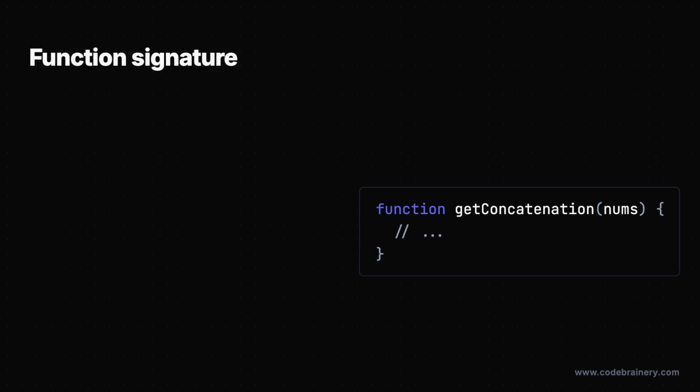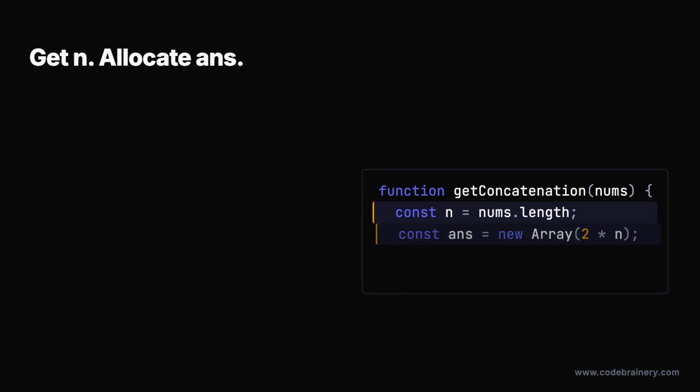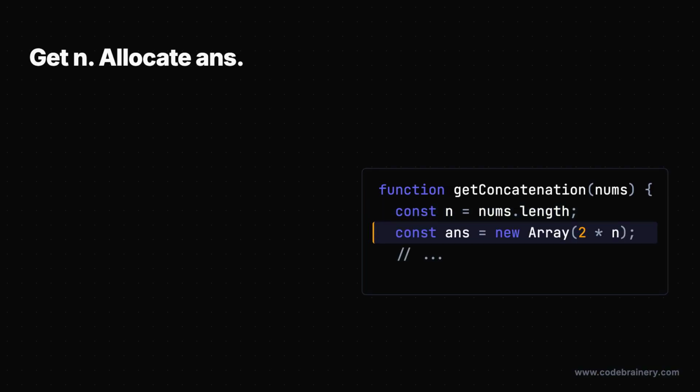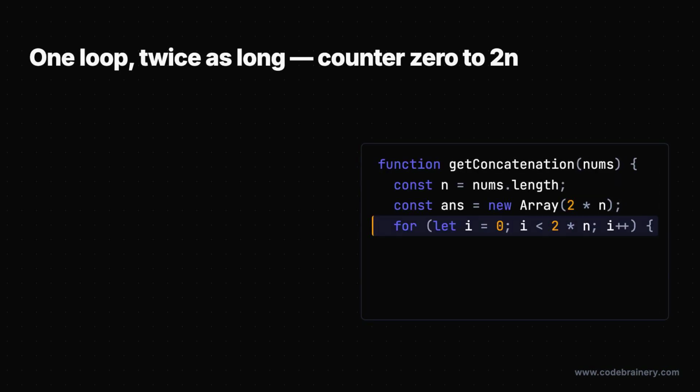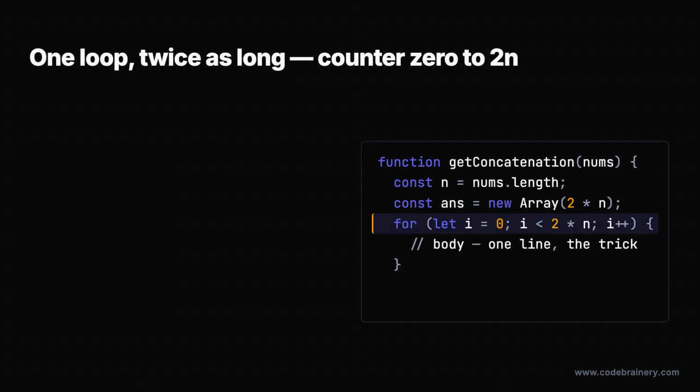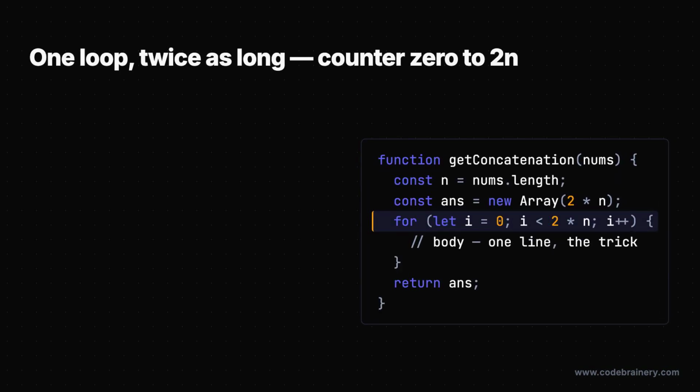JavaScript, same function signature as Part 1. Function getConcatenation takes one parameter, returns the new array. Same 2 setup lines. Store the input length in n. Allocate the output array of size 2 times n. Here's where Part 2 diverges. One loop. The counter runs from 0 up to 2 times n. Twice as many iterations as Part 1's first loop, but the body does both copies at once.